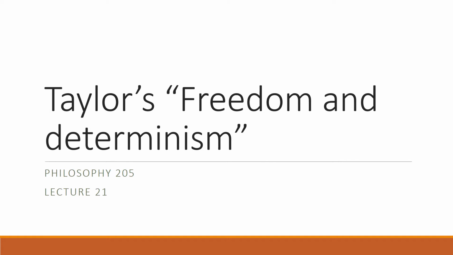In this lecture, we continue our discussion of free will by looking at Taylor's Freedom and Determinism. I only assigned you an excerpt from this where he goes through his theory about how free will is possible without determinism. As you recall, where we left off last time, there was a problem for the existence of free will given determinism, but it also looked like there's a problem for free will without determinism.